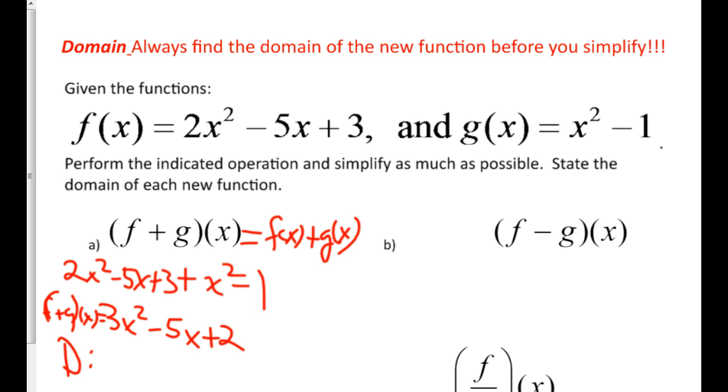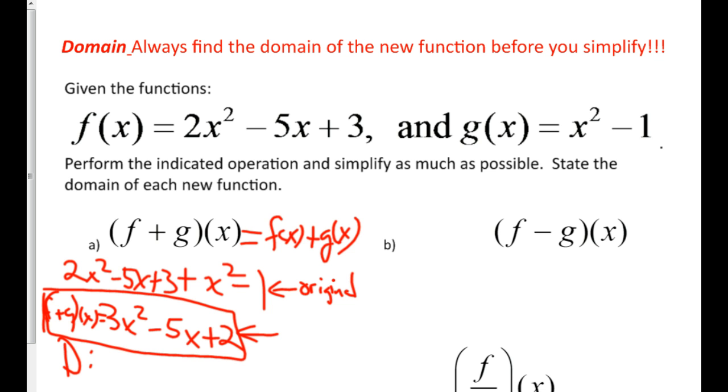My domain. Guys, now this answer right here is the simplified answer. We do not find the domain from here. We always go back to the original before we simplify. Now in this, it doesn't matter because you get the same answer, but in certain examples, you'll see that it does matter. Would you agree?